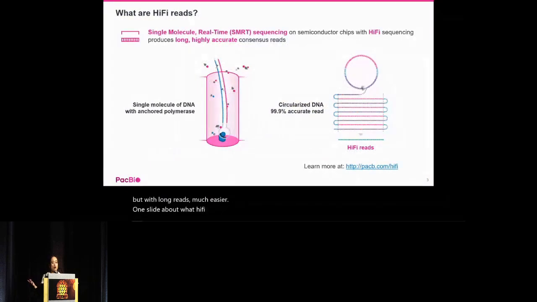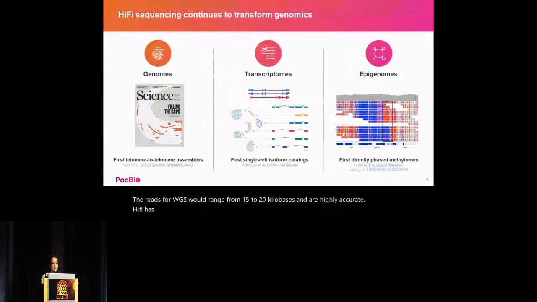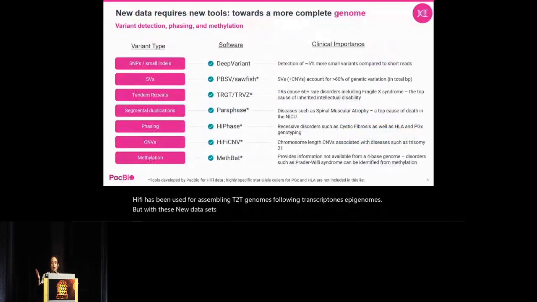One slide about what HiFi is. It is PacBio's long-read sequencing offering. The reads for WGS would range from 15 to 20 kilobases and are highly accurate. HiFi has been used for assembling T2T genomes, full-length transcriptomes, epigenomes. But with these new data sets, really the problem, and the one that I'm going to focus on in this talk, is the computational tools that are required.